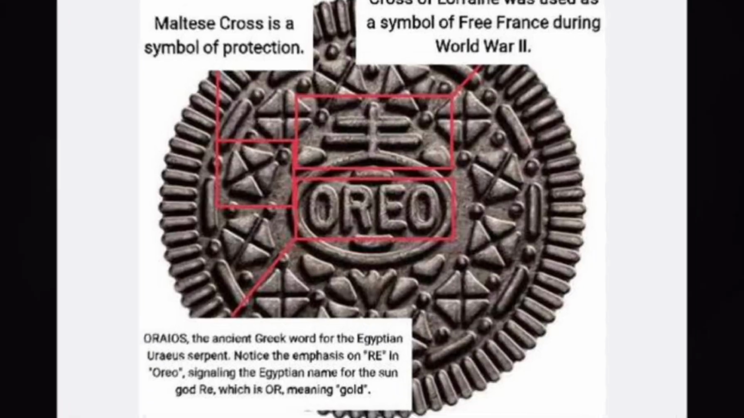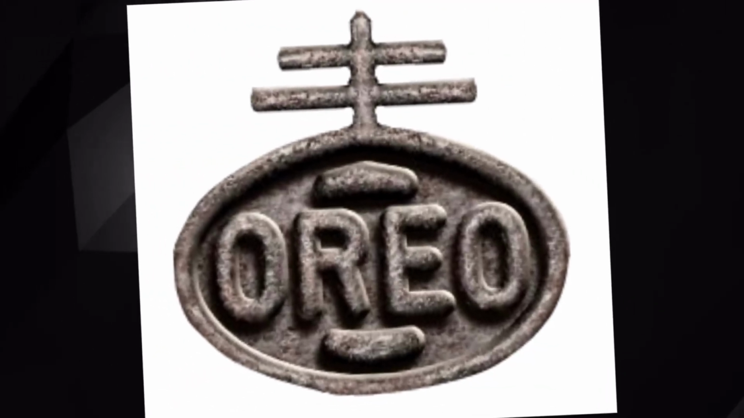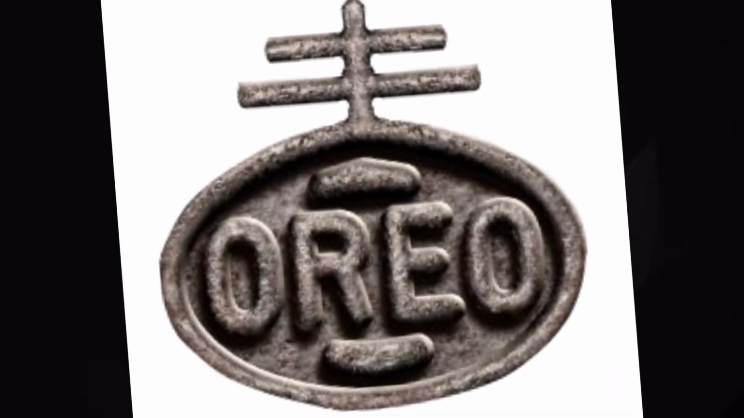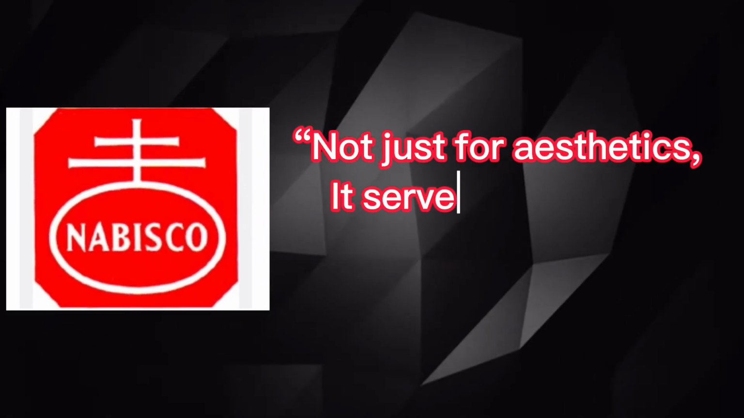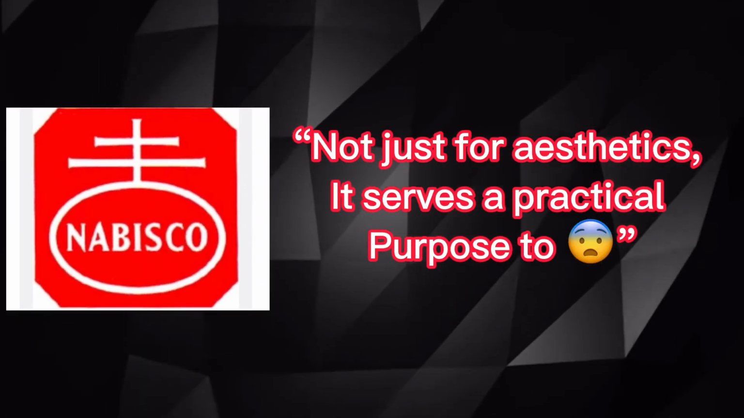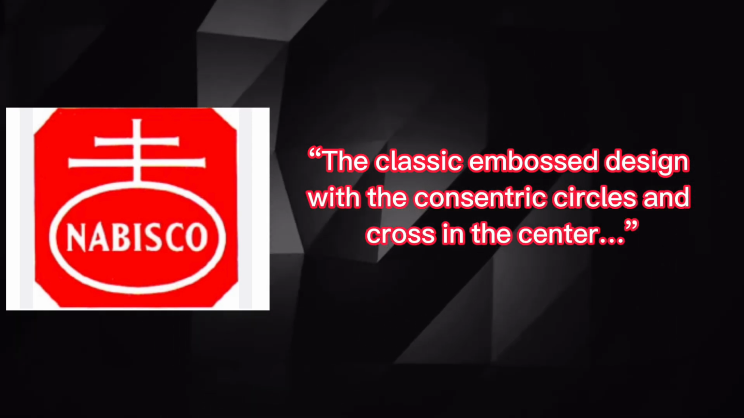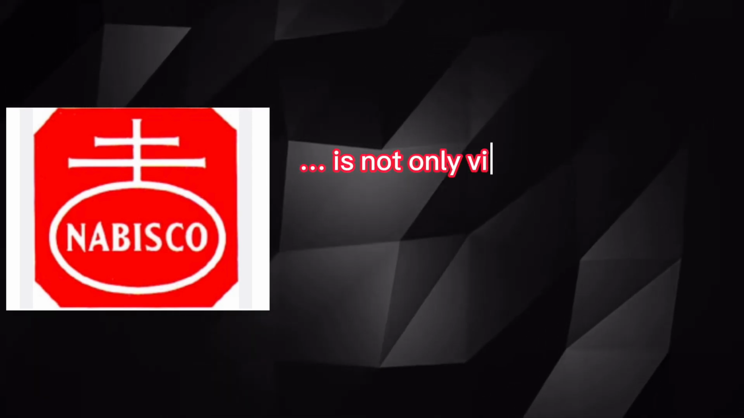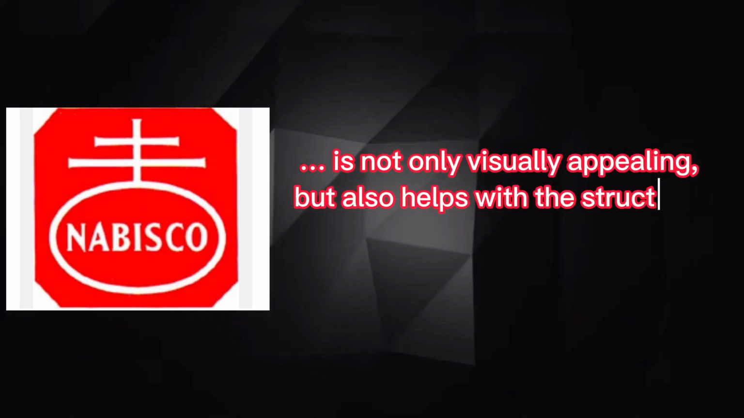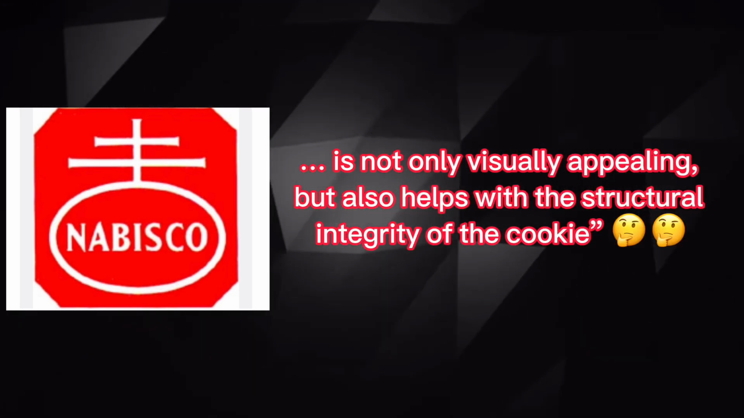Some claim that the cross was a hidden symbol with a sinister meaning, while others saw it as a playful design without any deeper significance. Nabisco states the design on the Oreo cookie is not just for aesthetics, it serves a practical purpose too. The classic embossed design with the concentric circles and the cross in the center is not only visually appealing, but also helps with the structural integrity of the cookie.